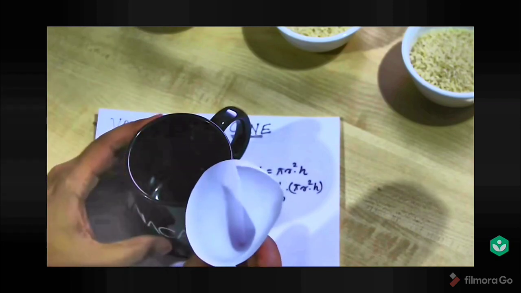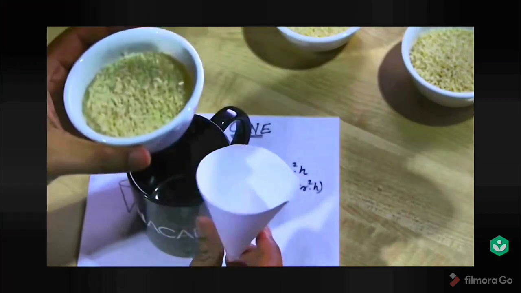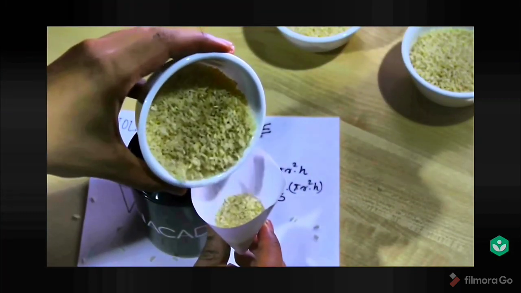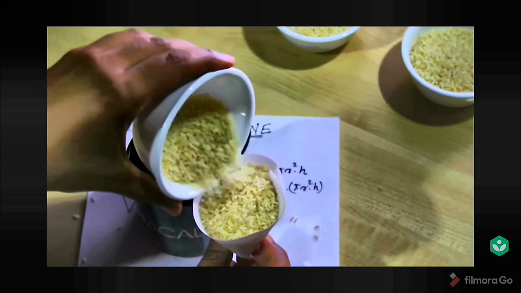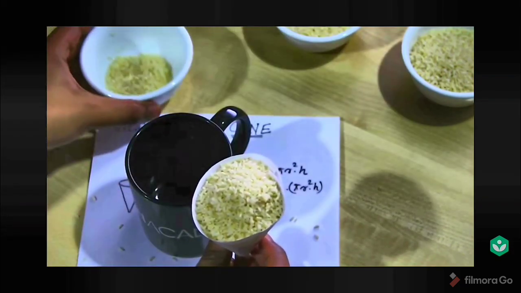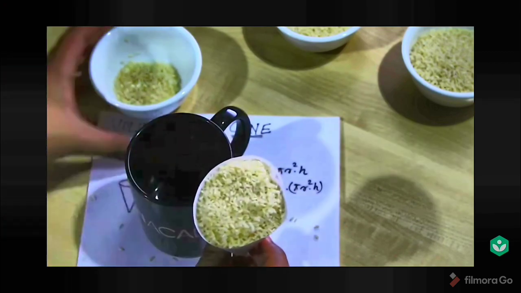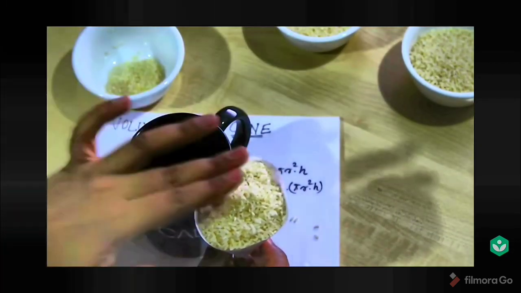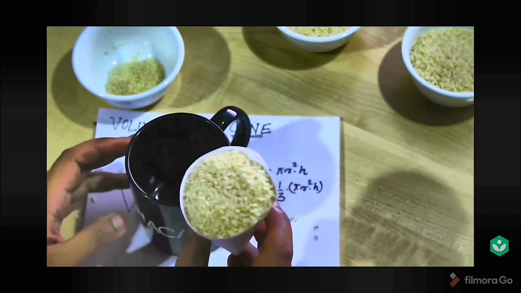Okay, so we are going to fill this cone with the rice, and I am going to fill it 3 times. So this is one time. Fill it up to the brim and pour it into the cylinder. Okay, so this is completely filled up and poured. Now this is poured. This is your one time.